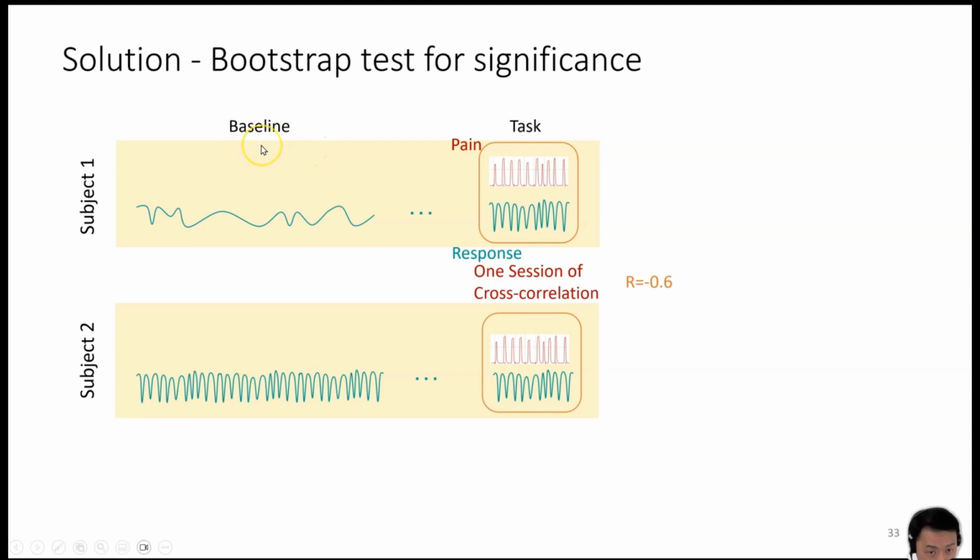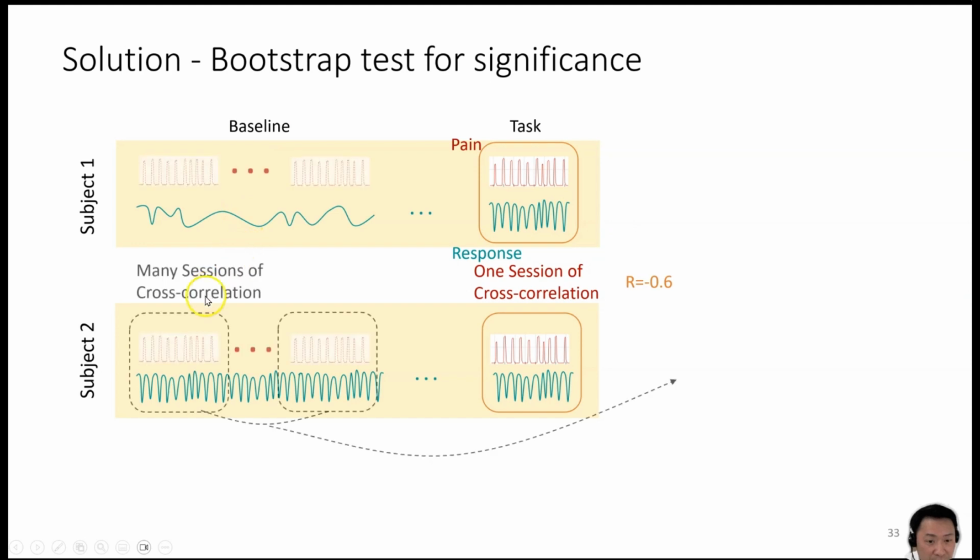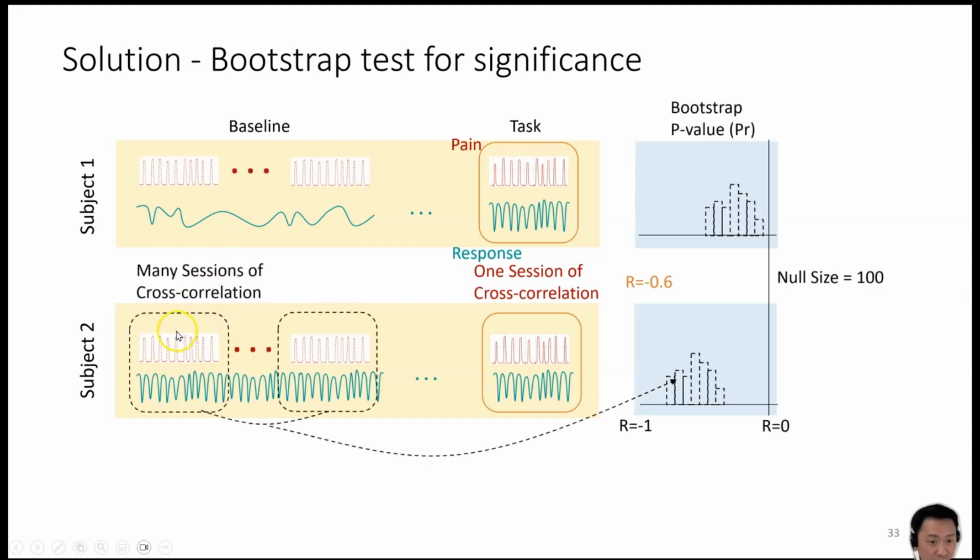So to bootstrap this and get our own distribution, we can collect many correlation coefficients by cross-correlating our pain pulse with the spontaneous oscillations during the baseline, which is not a response, and we collect them as many as we can. This gives us the null distribution. Null distribution means the coefficient range when there's no pain. So you can see this person is around here, and for subject 2, it's already around very negative.